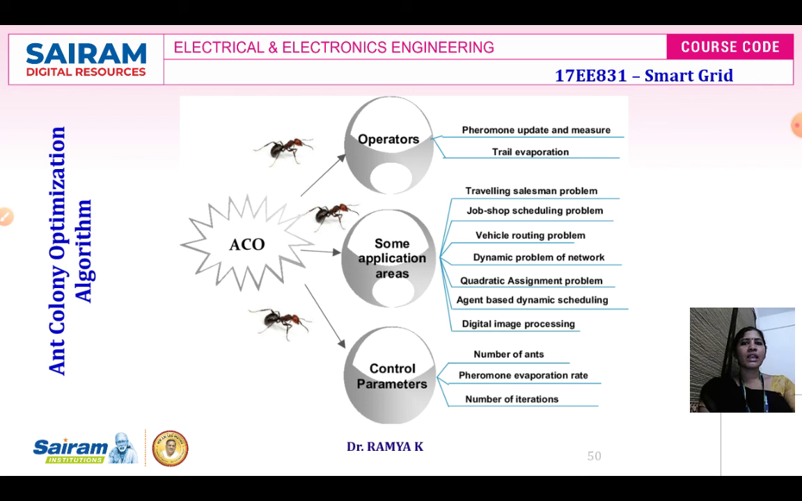So this ACO will include trail, evaporation and daemon action. These are some of the important techniques which you can implement in the smart grid for attaining a better optimization technique.